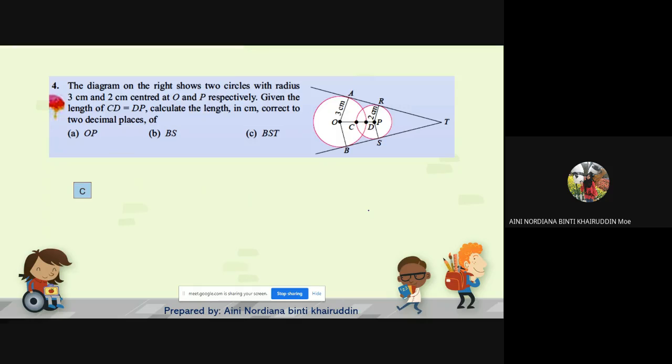Next, C, BST. BS just now we already got. So now we need to calculate the length of ST. Draw a dashed line like this. Then angle COB. Wait, why COB?